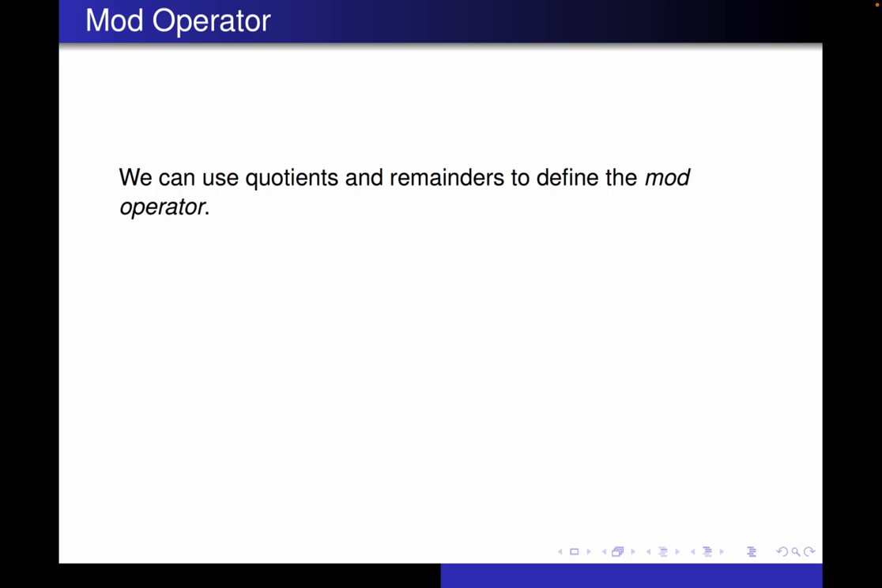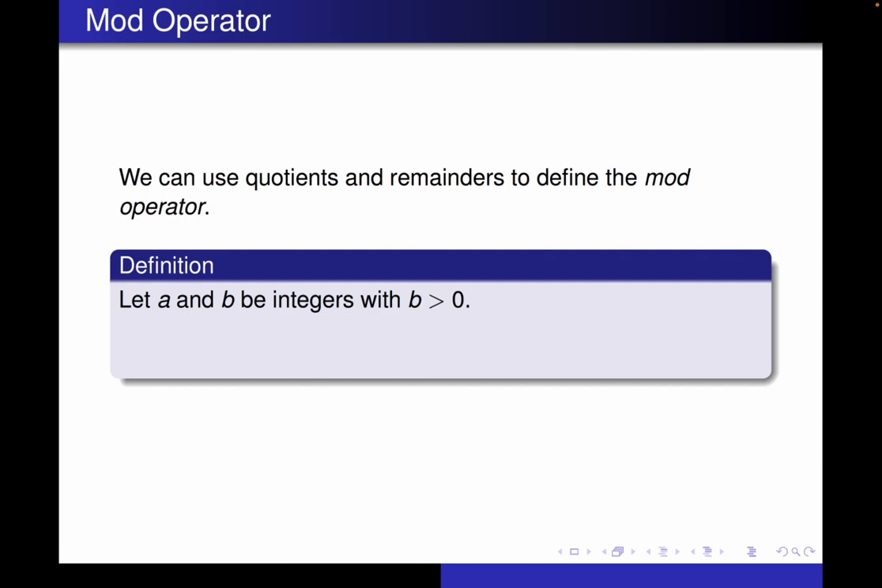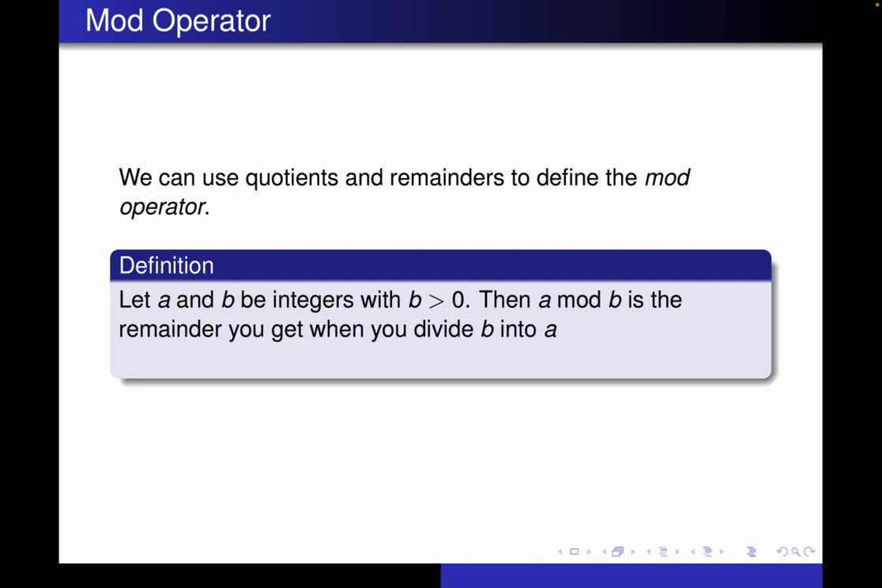All right, so now we move on to a concept that's very much related to quotients and remainders, in particular the remainders. We can use quotients and remainders to define something called the mod operator, and the mod operator is where we're really going to be working hard on using that in our cryptography. So suppose we have a and b that are integers, where b is a positive integer. Then we define the number a mod b to be the remainder that you get when you divide b into a. Or another way of looking at that is you do a divided by b, figure out the remainder. That remainder is your a mod b.